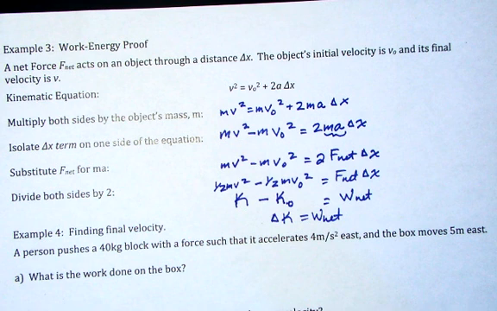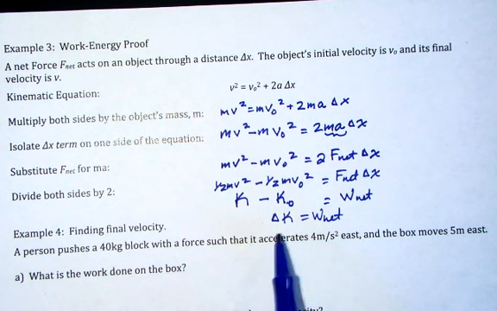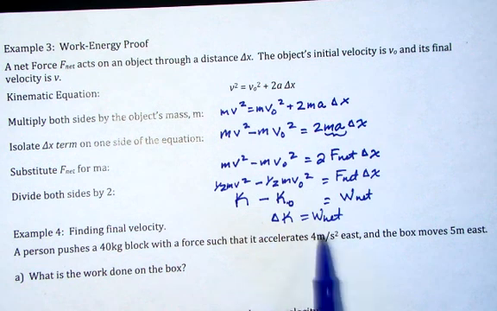Now kinetic is the energy of motion. So if we're talking about a change in speed, that's going to give us the net work, because the change in speed is going to give us a change in kinetic energy, and that change in kinetic energy is going to be the total work done on the system.